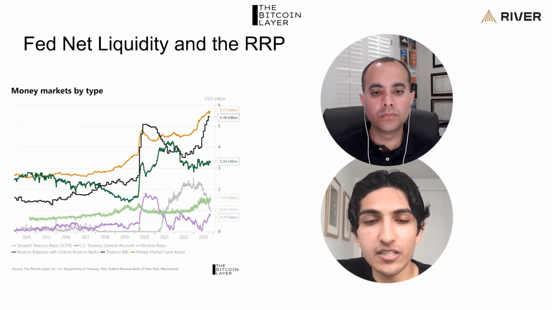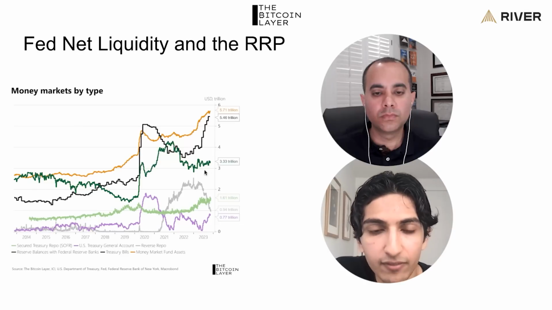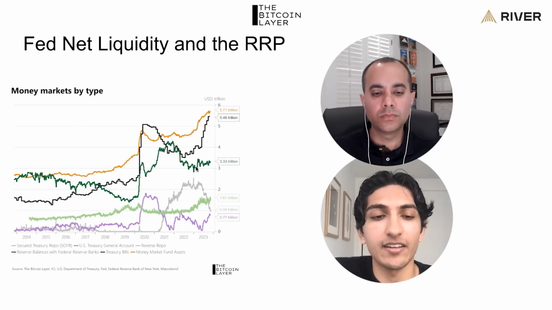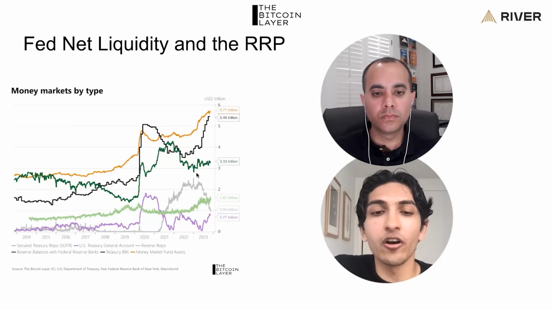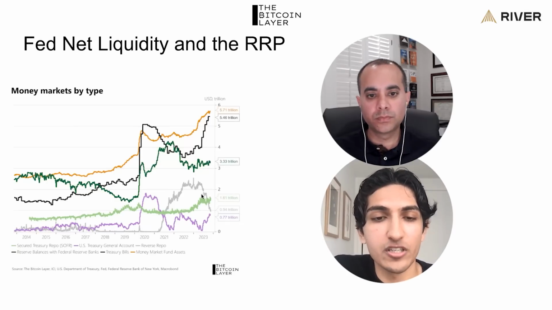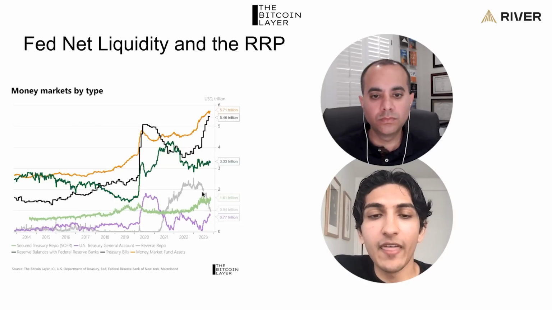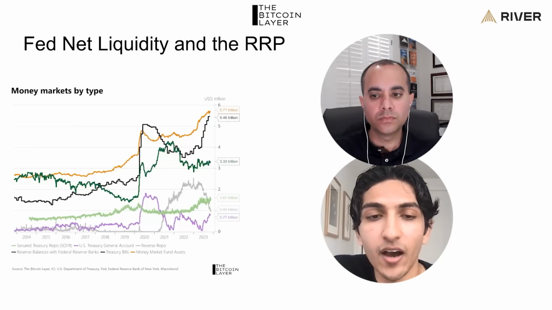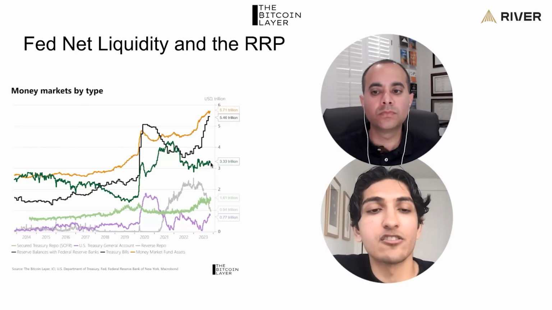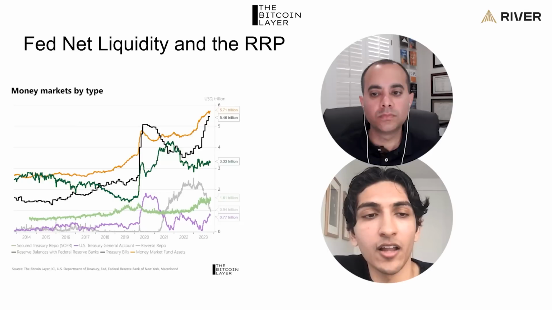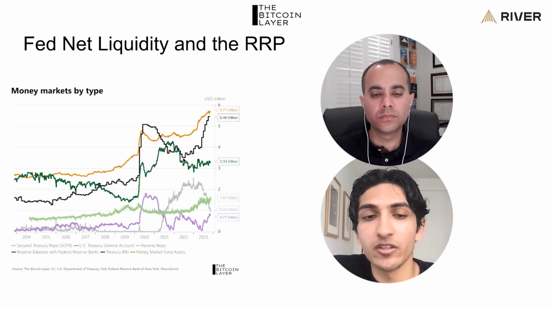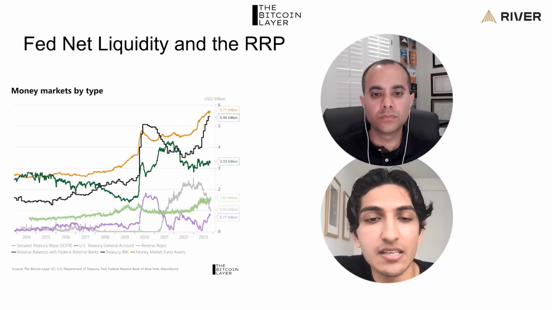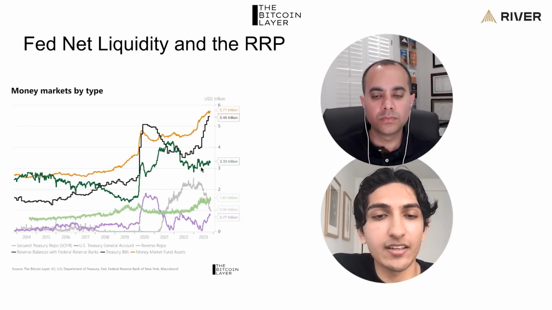So it's weird: QT is happening, but this green line, the reserves in the private banking system, is actually increasing. The main culprit is one of the other places where reserves can go, this gray line, the reverse repo program, which has rapidly drawn down. Those reserves obviously have gone somewhere, and one place they've gone is into the private banking system. One of the real reasons a lot of folks were bullish in 2023 was that even though the Fed was attempting to tighten by doing QT, liquidity in the private banking system was increasing.